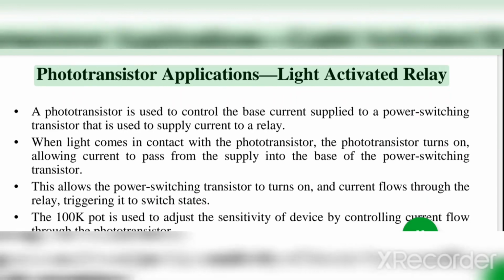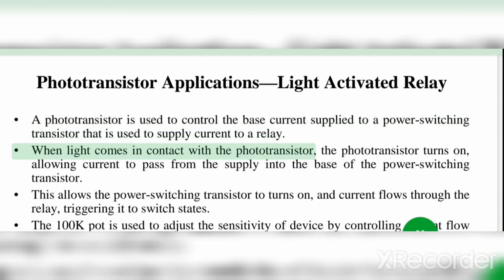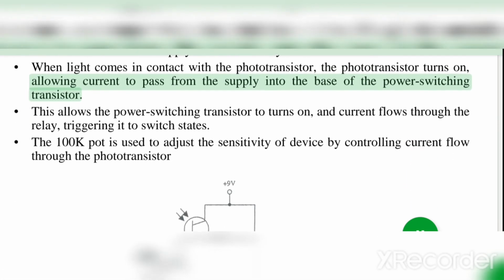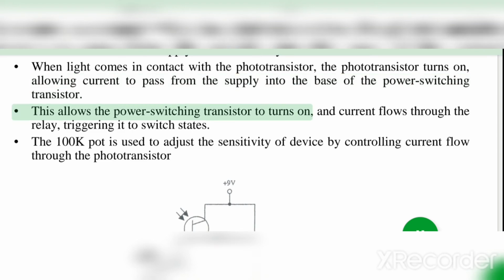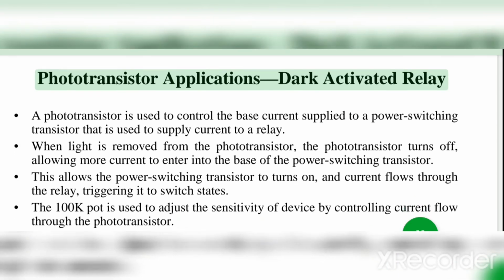Phototransistor applications. Light-activated relay. A phototransistor is used to control the base current supplied to a power switching transistor that is used to supply current to a relay. When light comes in contact with the phototransistor, it turns on, allowing current to pass from the supply into the base of the power switching transistor. This allows the power switching transistor to turn on, and current flows through the relay, triggering it to switch states. The 100K pot is used to adjust the sensitivity of the device by controlling current flow through the phototransistor.